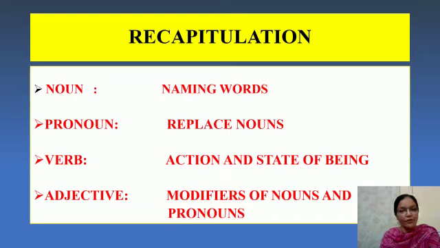We have done nouns, they are the naming words. We have done pronouns, they are called noun replacers. Then the verbs, verbs are the words which denote action or the state of being. Then fourthly, there are adjectives which are called modifiers of nouns and pronouns, means they give some extra information about nouns and pronouns. So now let's move forward.